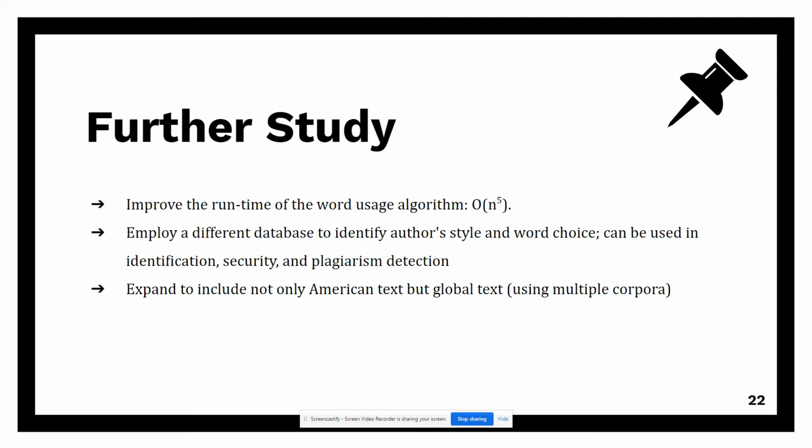I could also expand my algorithm to cover not only American text, but also other languages. So not only American English, but how about English in general? I could look at French, Spanish, German, and so on. I just need to use multiple corpora or different databases of words.